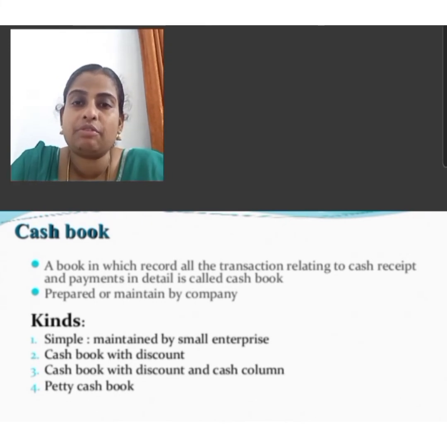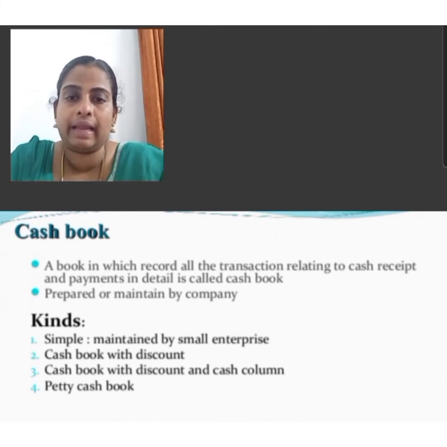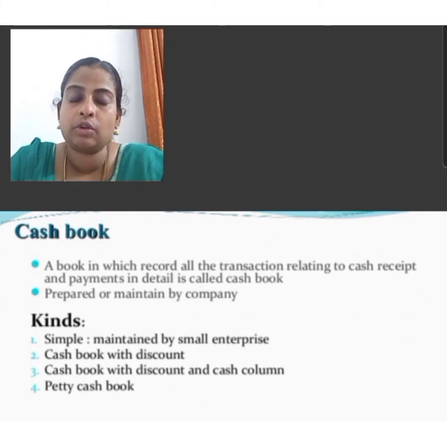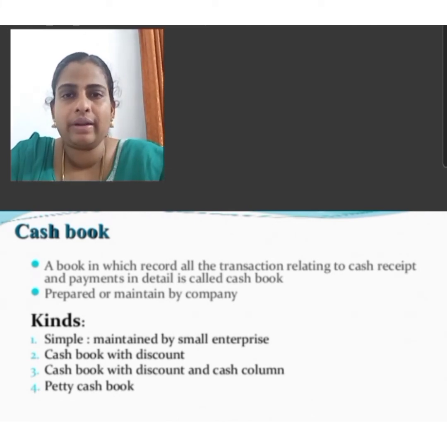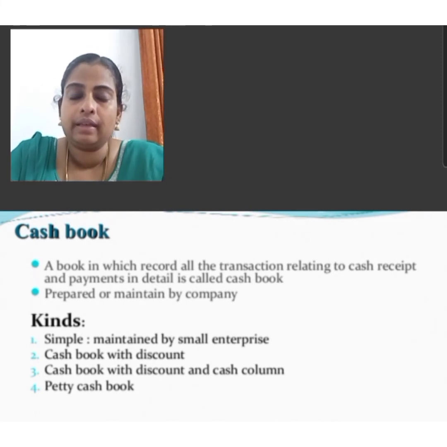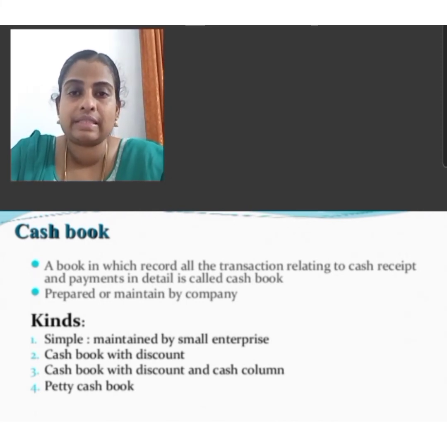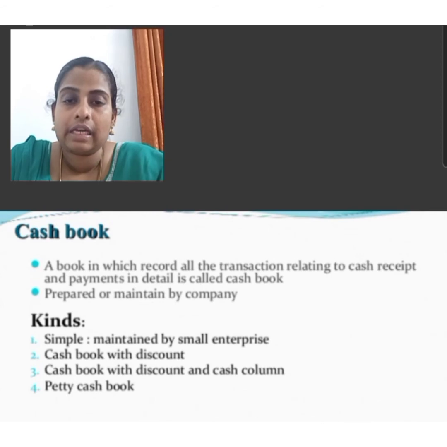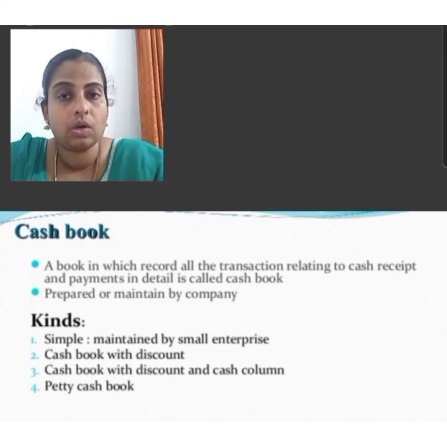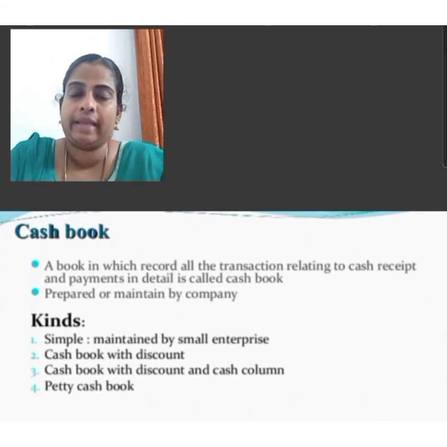The different types of cash book are the single column cash book, which is maintained by small enterprises. Then the other books are the cash book with discount column, then the cash book with discount and cash column, and the petty cash book.